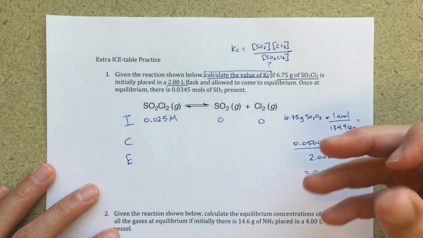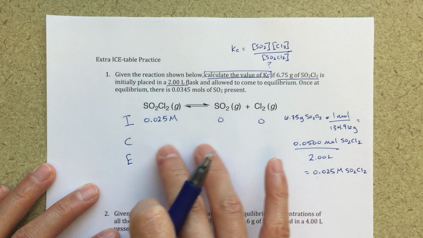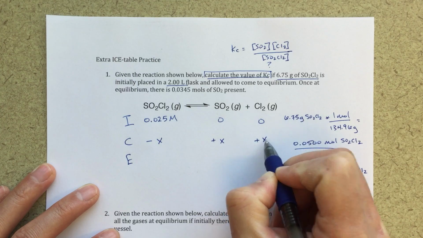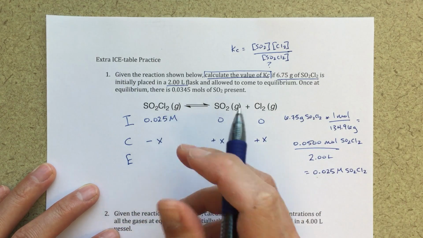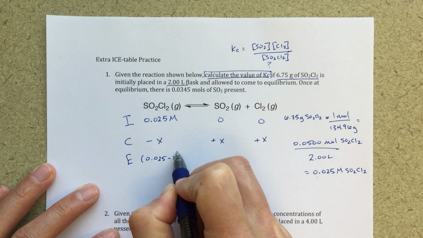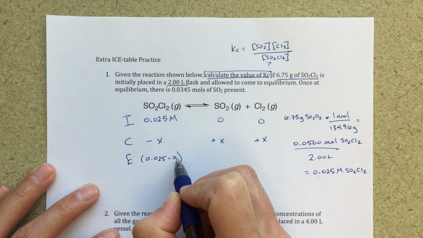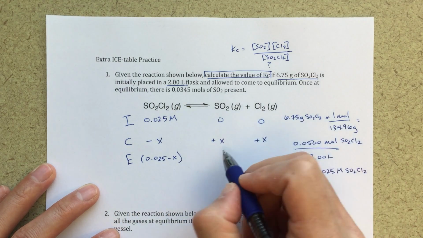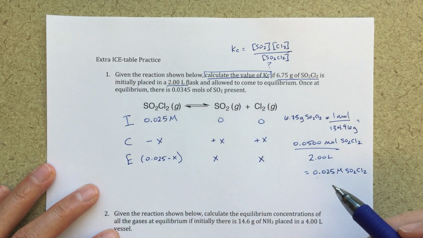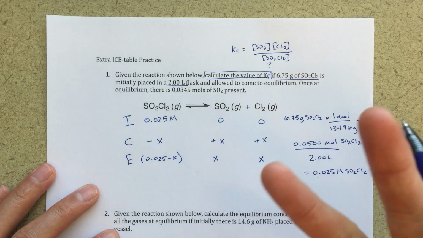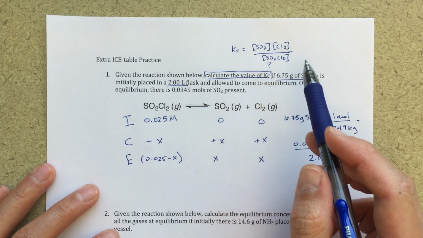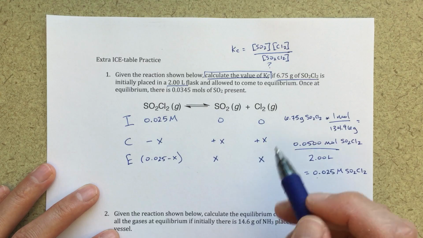And then we're going to go to equilibrium. Since these are zeros, in my change line, I'm going to have a minus x here, plus x here, and plus x here. At equilibrium, my expressions, mathematically, I'm going to have 0.025 minus x, whatever this x value is, of this SO2Cl2 remaining. I'm going to have x and x molarity of SO2 and Cl2, so there'll be a 1-to-1 ratio there. The last part here is I need to figure out what this x value is. We're trying to ultimately solve for Kc, but we need to figure out what those equilibrium concentrations are first.